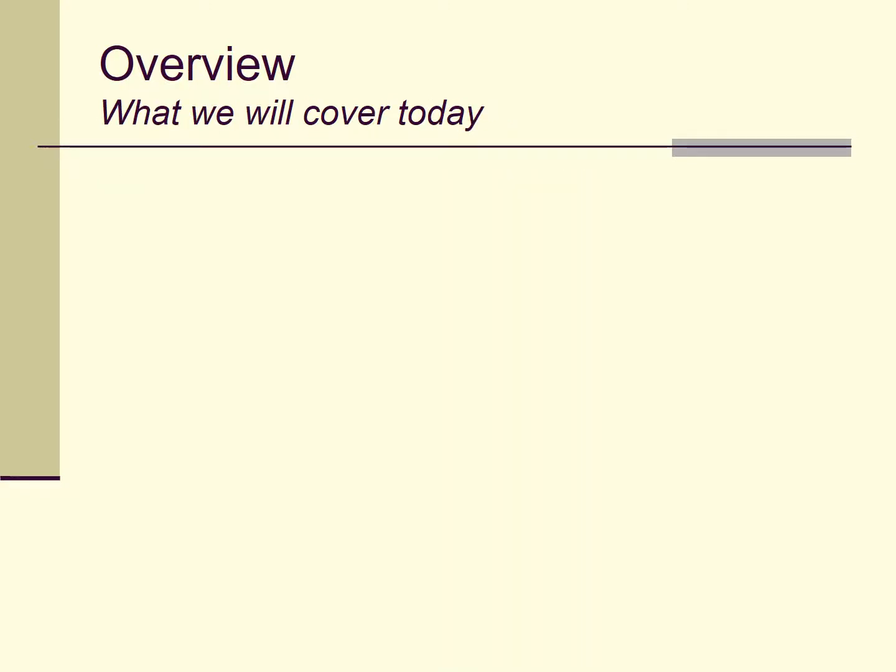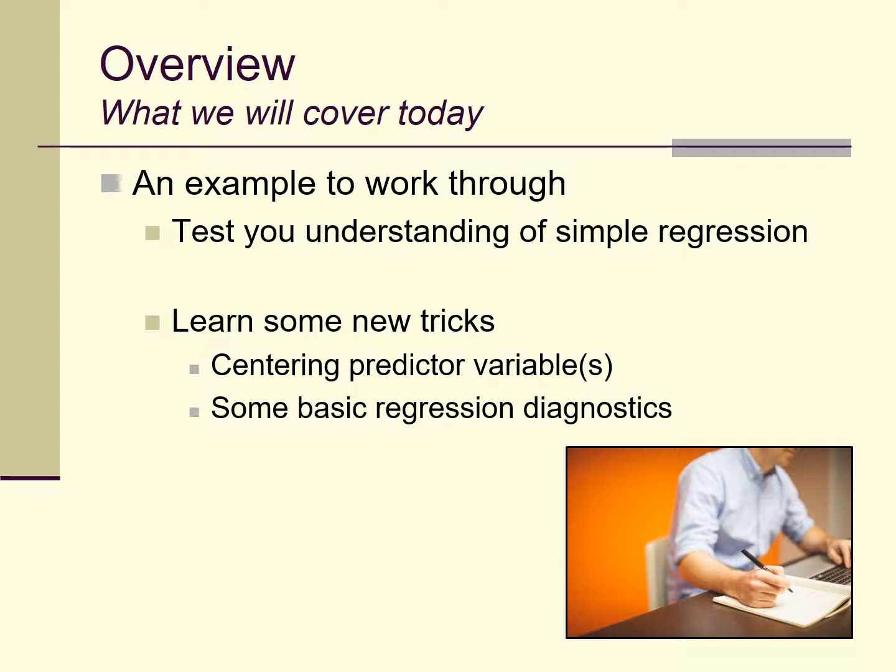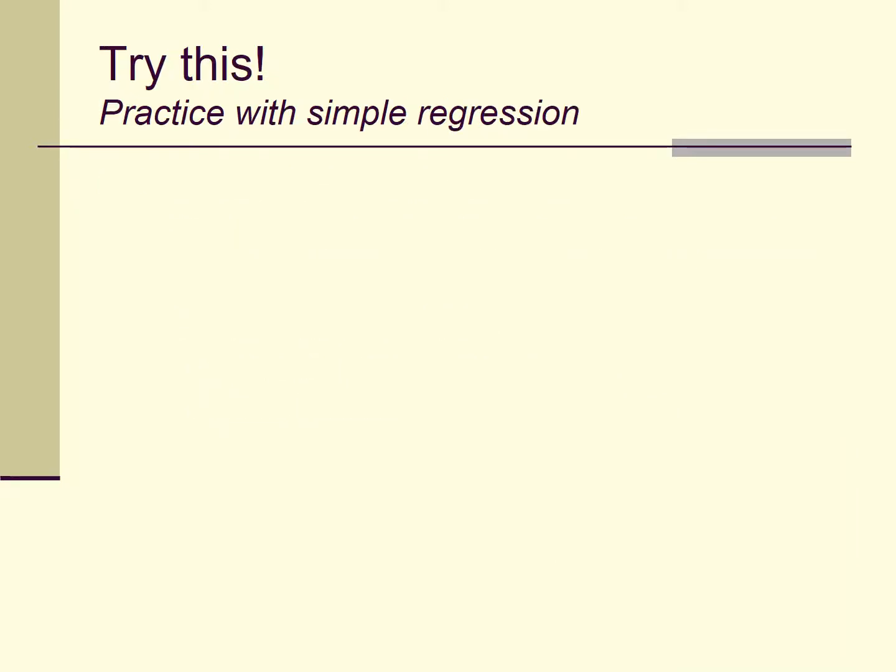So with that little review out of the way, here's a bit of an overview for what we're going to cover in this lecture. Basically, I'm going to work through an example to help you test and practice your understanding of working with simple regression. And I'm also going to try and teach a couple new tricks. One of them is centering predictor variables, and the other is using some basic regression diagnostics which are available to you in SPSS and indeed in many other stats programs that you might choose to use.